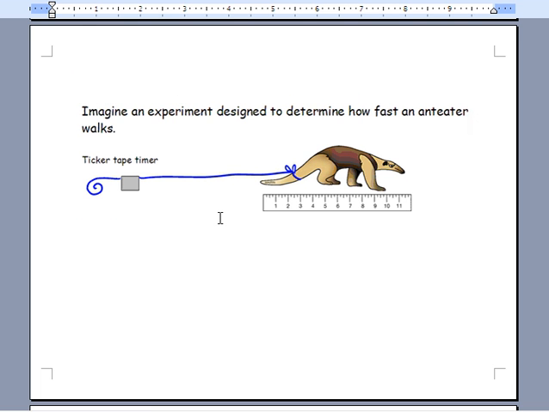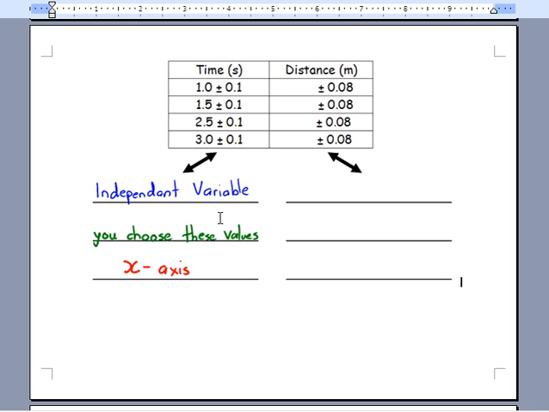So, as I said, we're a curious bunch, us physicists, and that includes you now. We have designed an experiment to determine how fast an anteater walks. It's going to go for a little cruise and tow some paper through a ticker tape timer. And maybe we end up with this kind of information, some time and distance data. Now what we have to figure out with this data is which quantity goes on which axis of the graph.